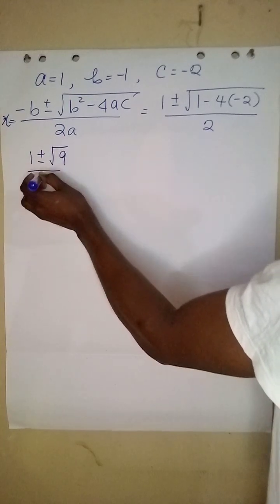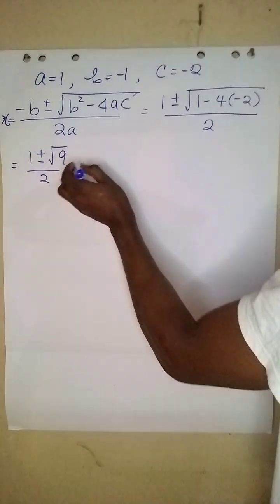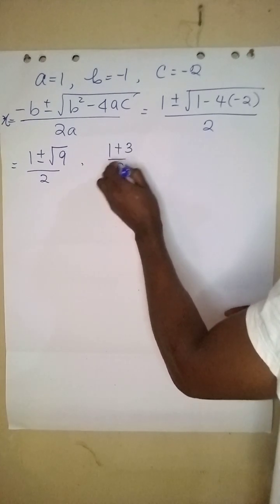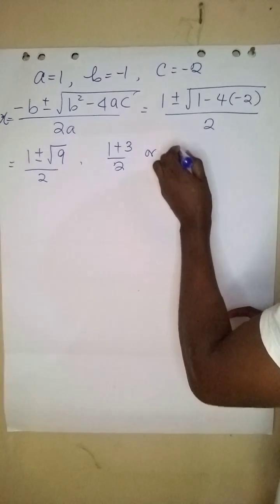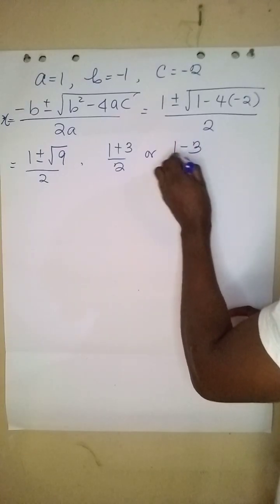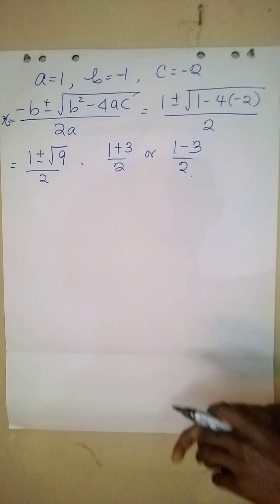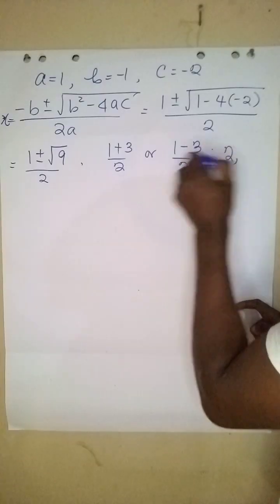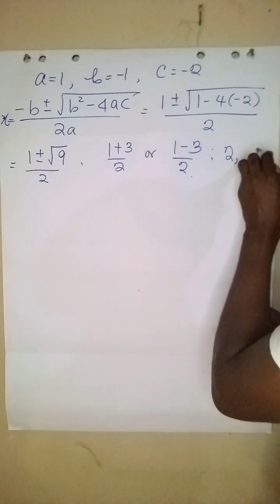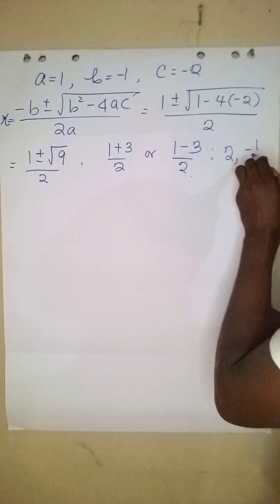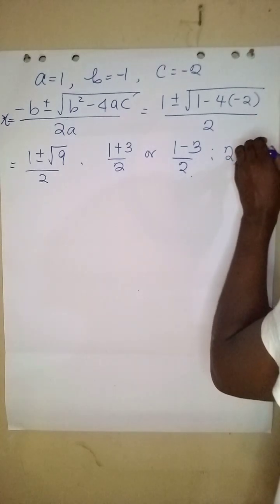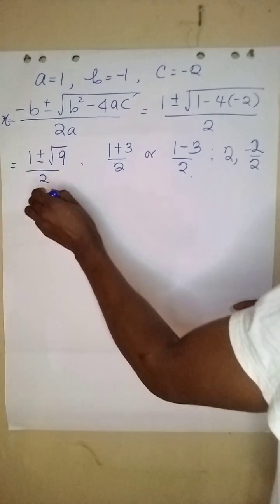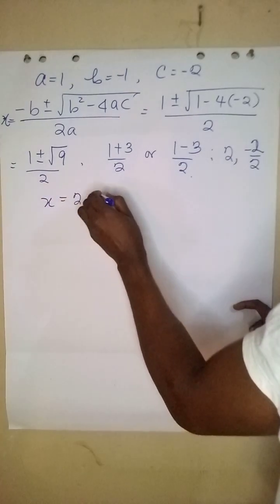9 divided by 2, and that is going to give us two answers. That is 1 plus 3 over 2, or we take 1 minus 3 over 2. So we have these choices, and this is going to give us obviously 2, and this is going to give us minus 2 over 2. So we have our x value to be 2 and minus 1.